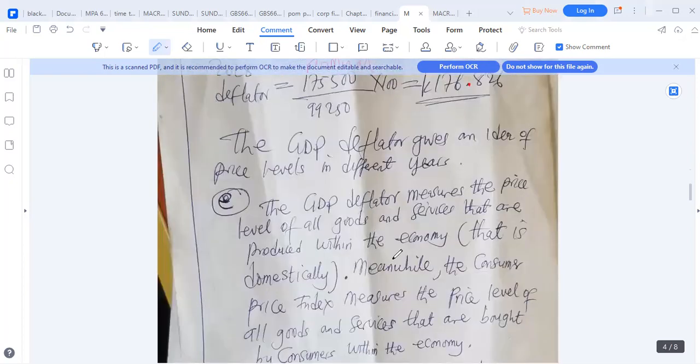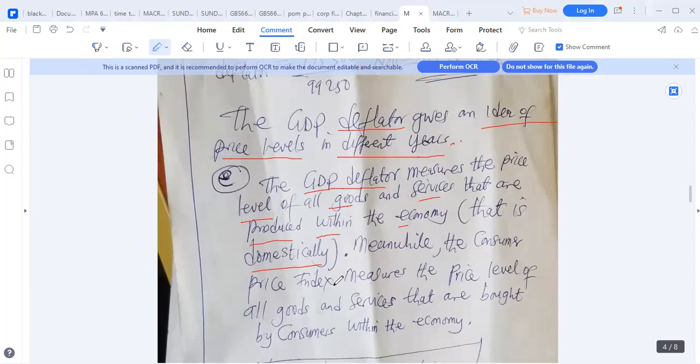It gives an idea of the price levels in different years. So the gross domestic product deflator gives an idea of the price levels in different years. It measures the price level of all goods and services that are produced within the economy, that is domestically. That is what the gross domestic product deflator measures.